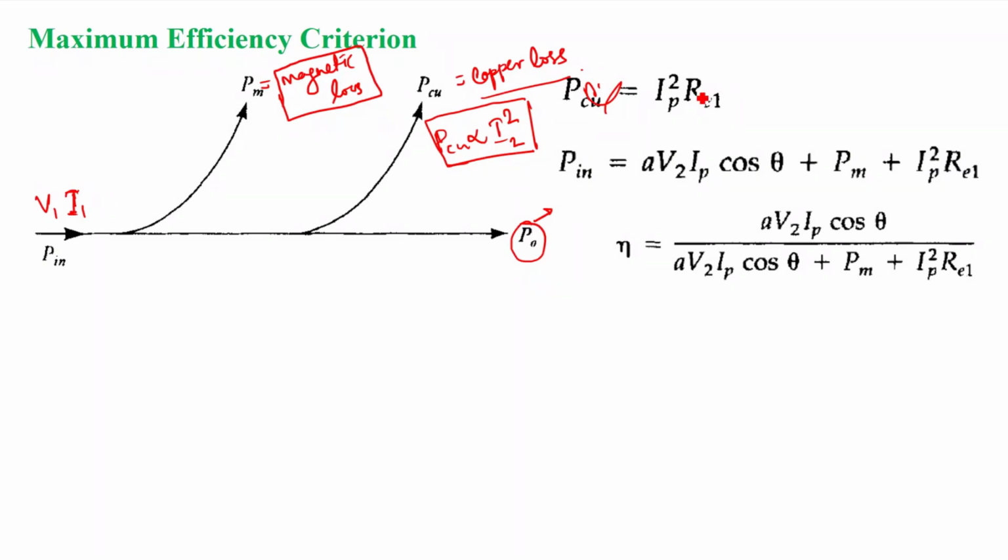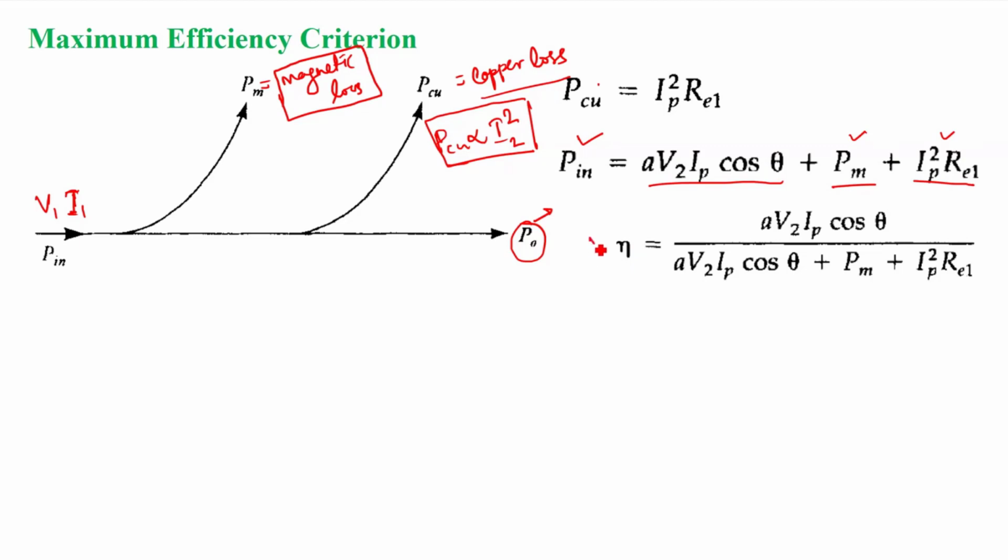So if we are finding it in the equivalent circuit form, which is referred to the primary side, then your copper loss will be nothing but IP square RE1. And if we write the input power to the transformer, that is the output power plus magnetic loss plus copper loss, right? So that means your output power is AV2 IP cos theta, plus PM, your magnetic loss, plus IP square RE1, your copper loss, right?